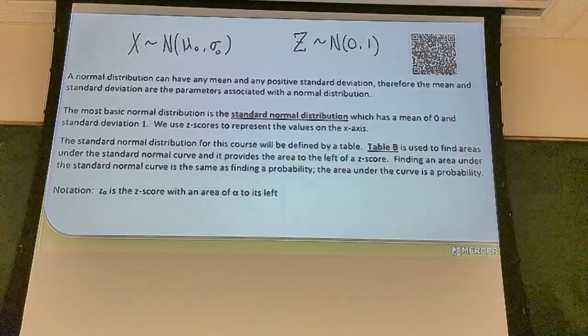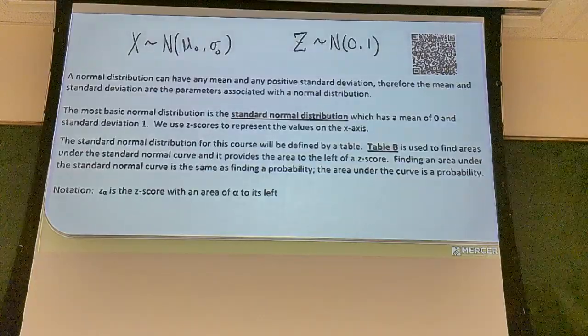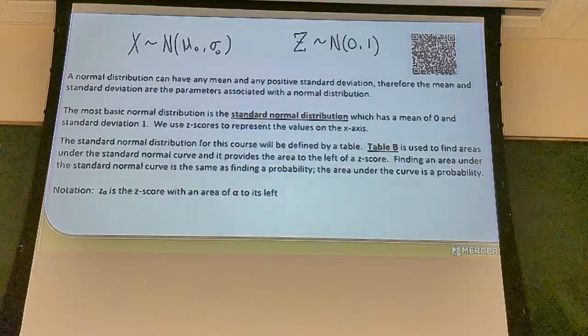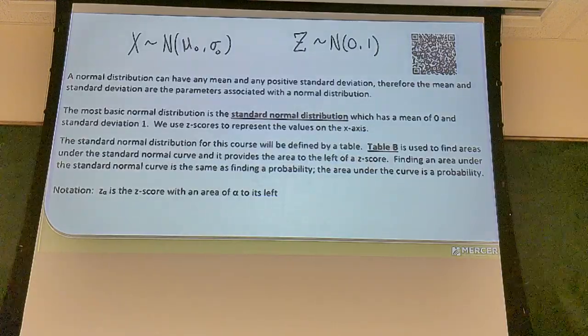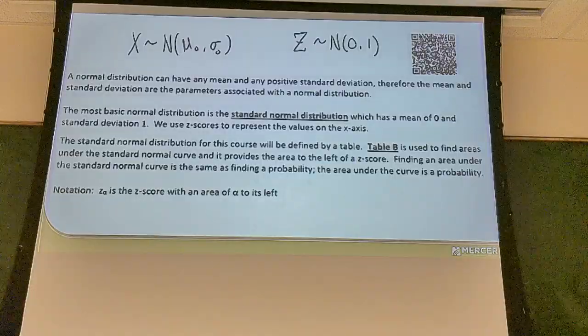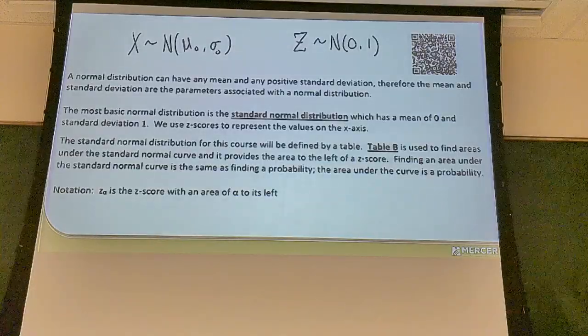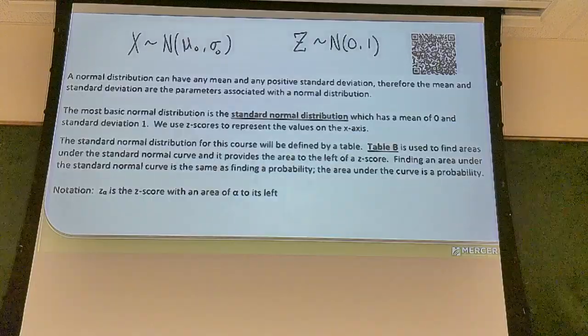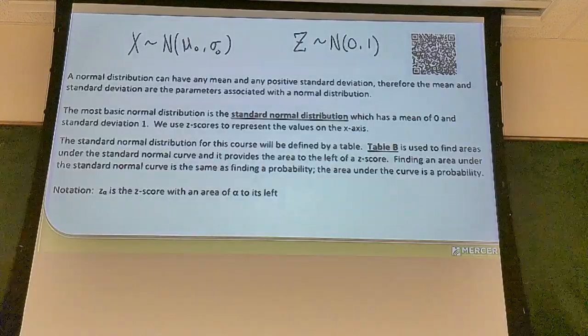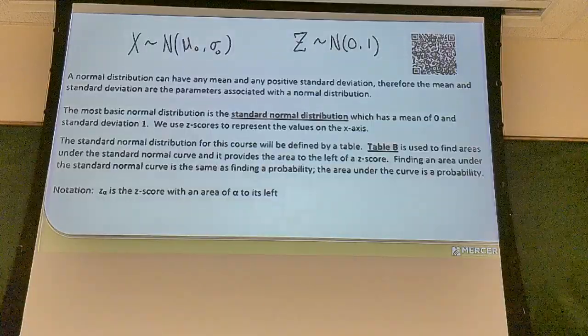Z sub alpha will represent the z-score that has an area of alpha to the left of it. And I have to be careful because there are a lot of Z tables out there and they don't all read the same. The table that we'll be using is read as area to the left of the z-score.